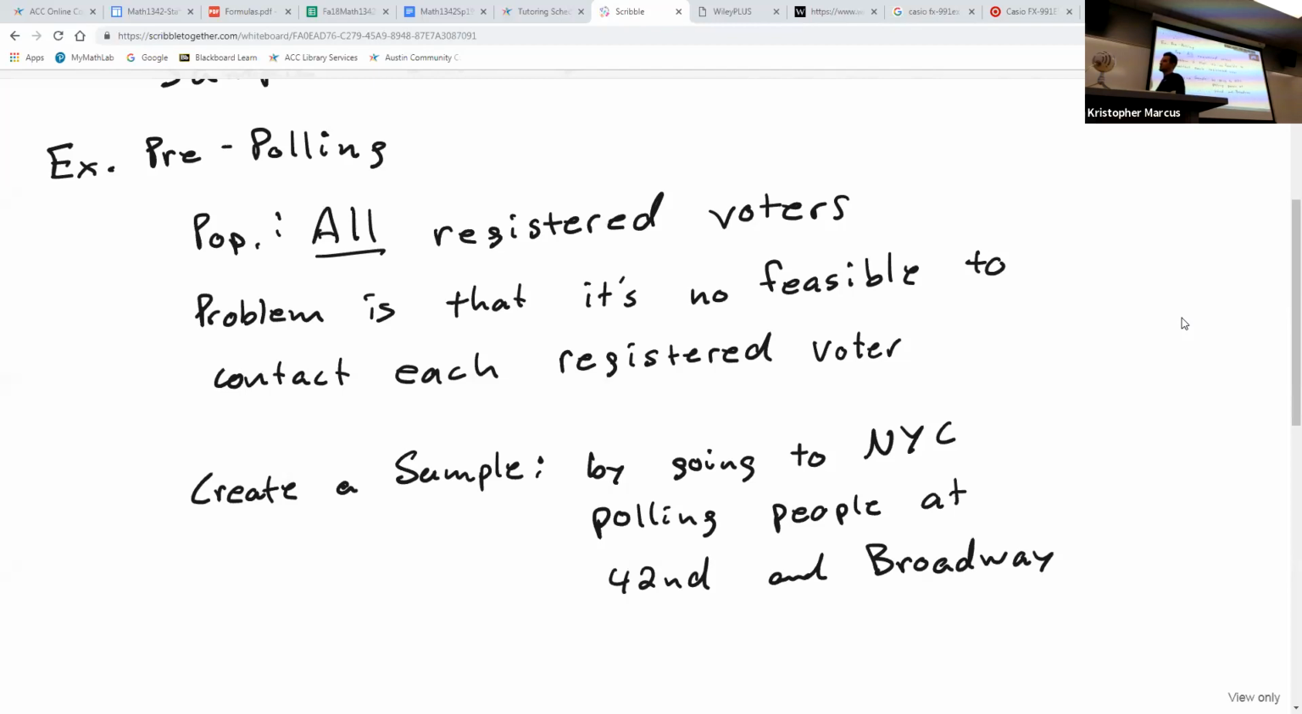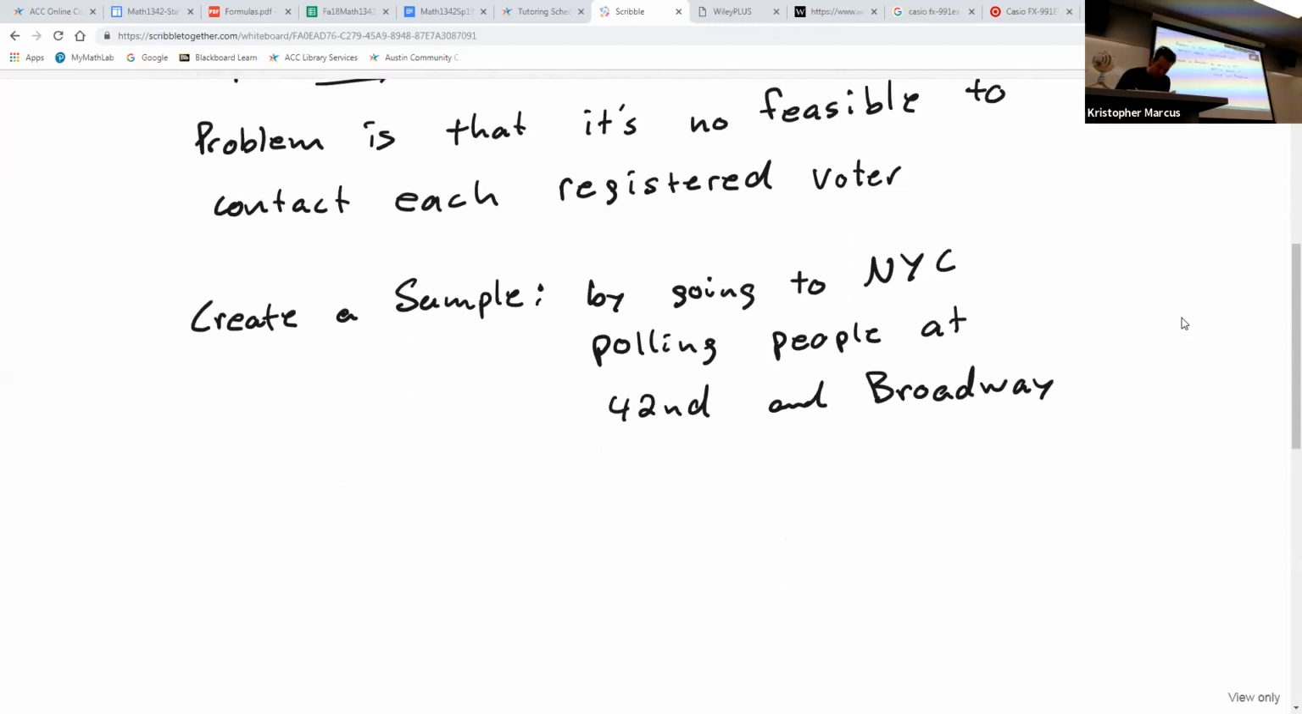If you think about all registered voters, and you think about the registered voters that are walking around 42nd and Broadway, what would the people in the Northeast probably be voting for if you had to pick a Democratic or Republican party? Most of the people in the Northeast vote Democrat. So the problem with this sample is this is going to probably be too Democratic versus all registered voters. So this is probably a bad sample, or at least one that we would call biased. We would say it's going to be too Democratic.